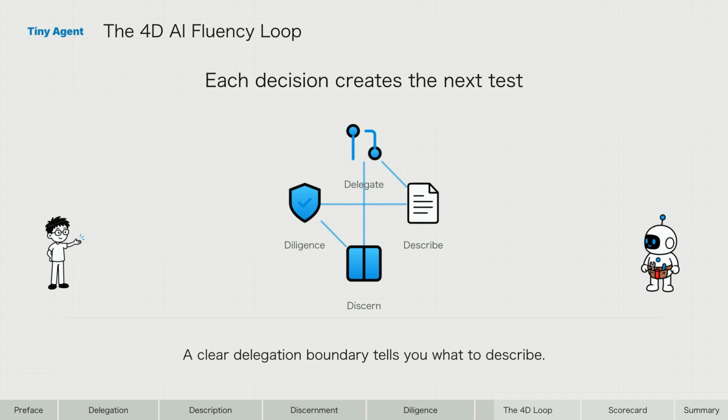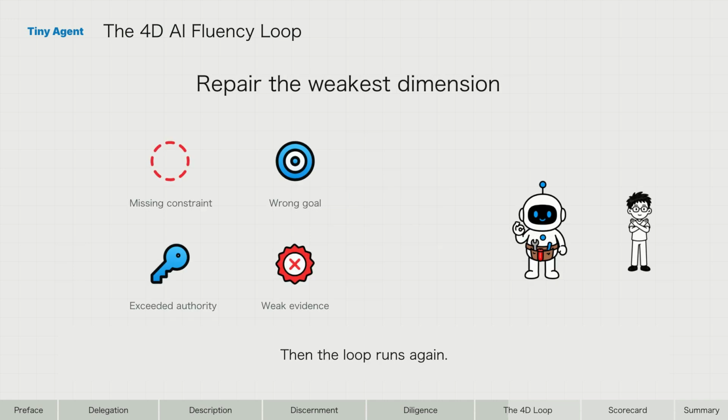A clear delegation boundary tells you what to describe. A precise description creates acceptance criteria for discernment. Discernment reveals uncertainty. Diligence decides whether to revise, approve, stop, or change the boundary. Then the loop runs again.